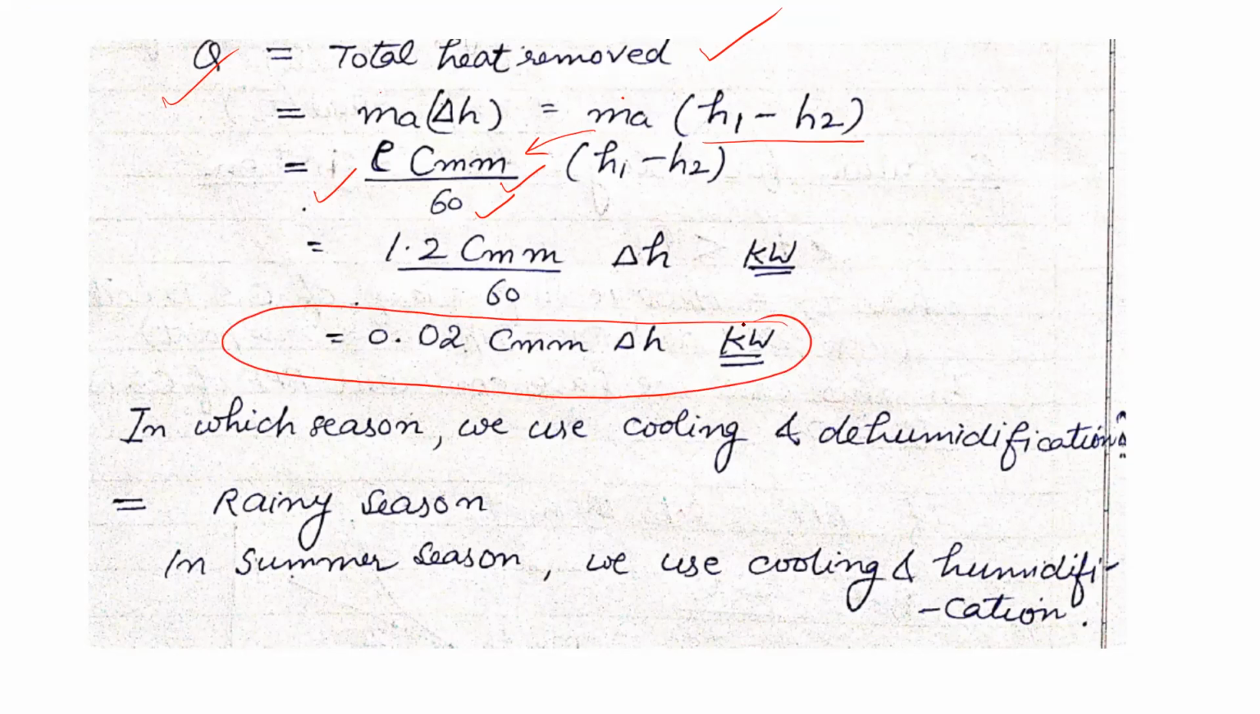So in which season should we use cooling and dehumidification? It should be used in the rainy season. In the summer season we use cooling and humidification, but in the rainy season we go for the cooling and dehumidification process, because in the rainy season the humidity is quite high. That is why we go for dehumidification as well as cooling in the rainy season.